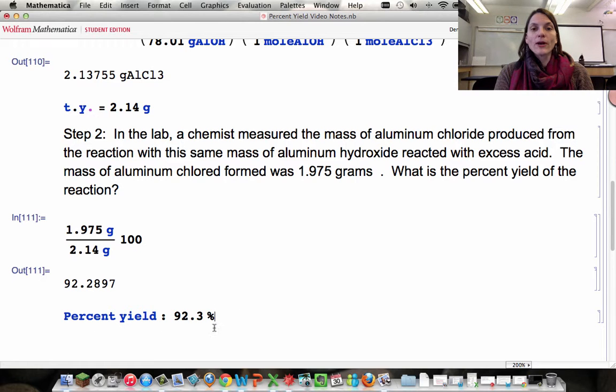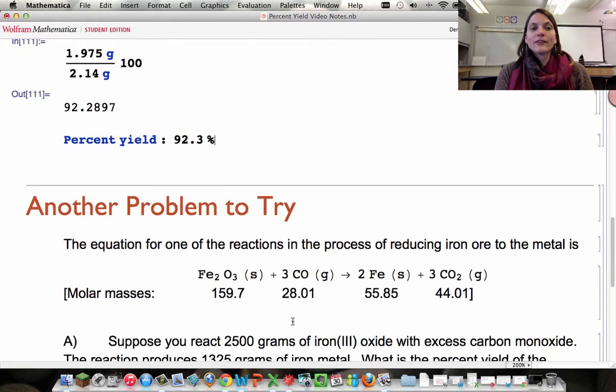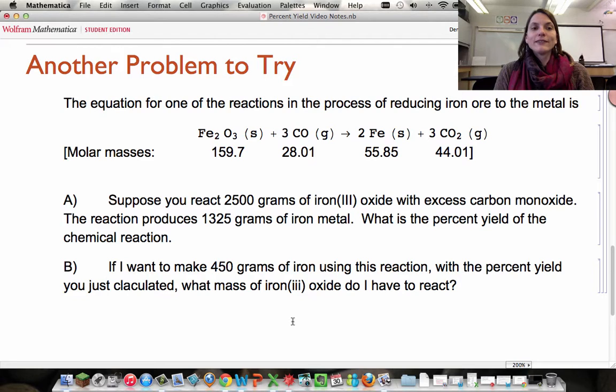There's another problem at the bottom. Give it a try. Part B is a little bit of a challenge problem. Let's see if you can get that. And submit your answers. We will check them in class.